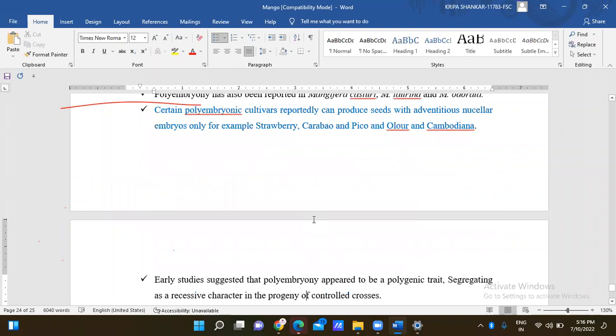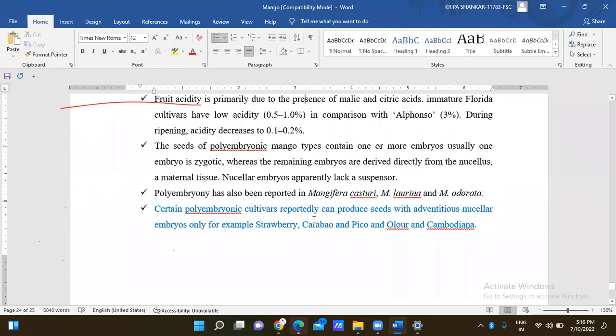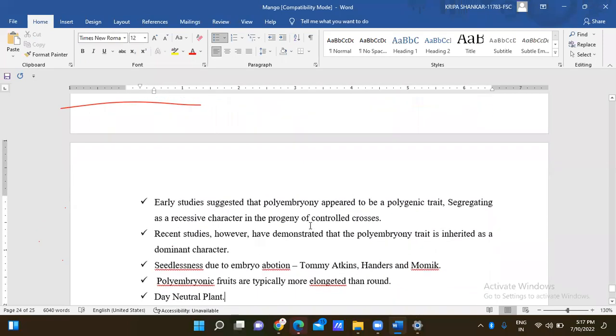Certain polyembryonic cultivars are reported to produce seed with adventitious nucellar embryos only. That is Strawberry, Carabao, Pico, Olour, Cambodiana. In this case, whatever we get is because of the nucellar embryo. Remember the names of these varieties.